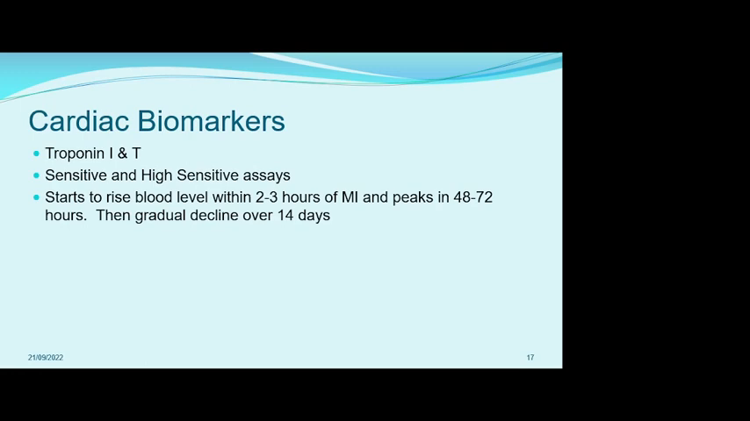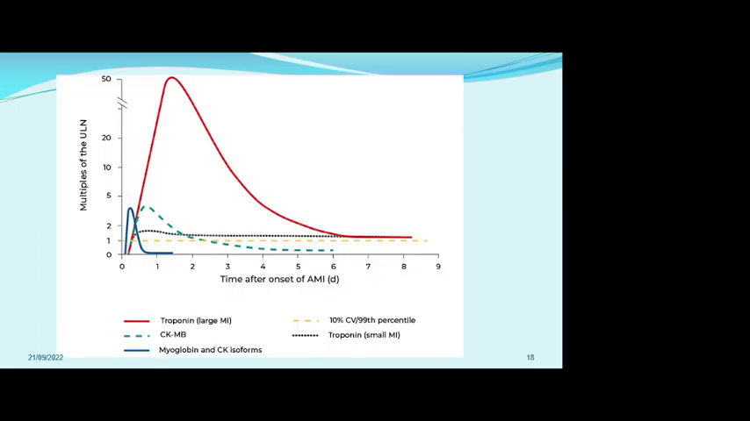And a few words about cardiac biomarkers: troponin I, troponin T, and they are very sensitive. Nowadays we have high sensitivity troponin, and troponin starts to rise in blood level within 2 to 3 hours of myocardial infarction and peaks in about 48 to 72 hours. So the peak level of troponin will be somewhere between day 2 and day 3, and thereafter it gradually declines, like shown in this graph.